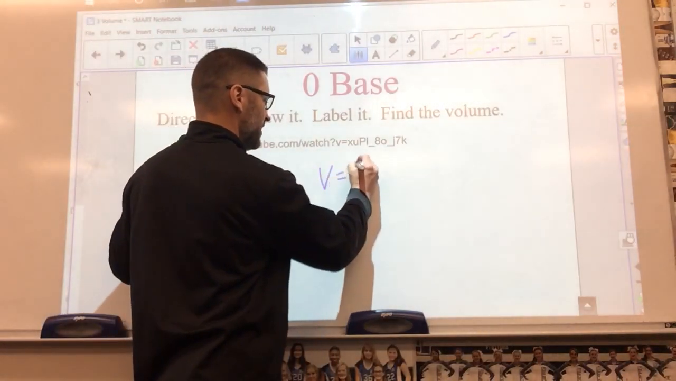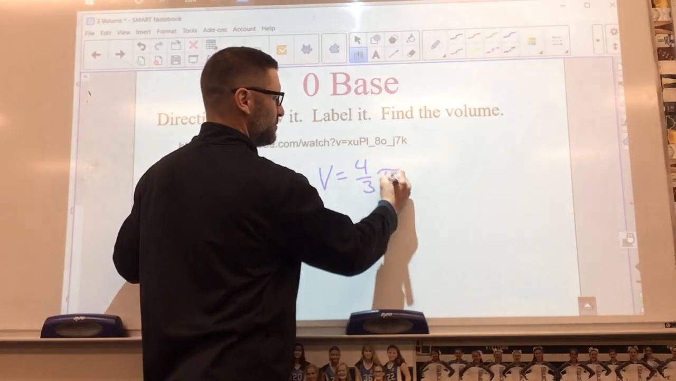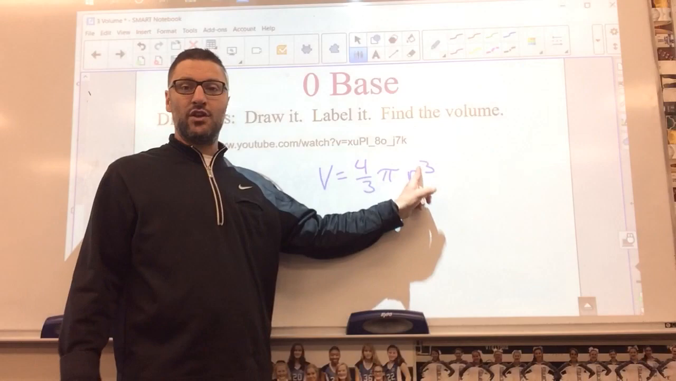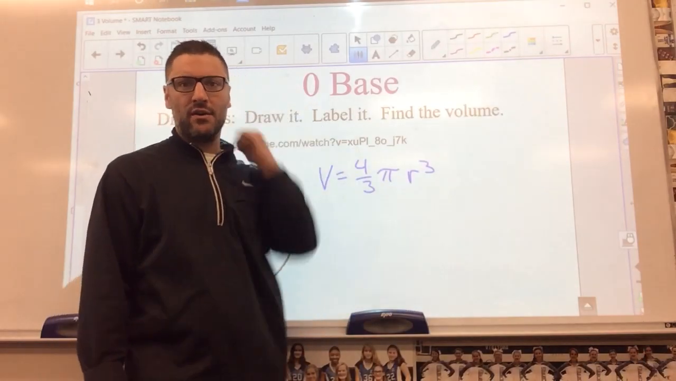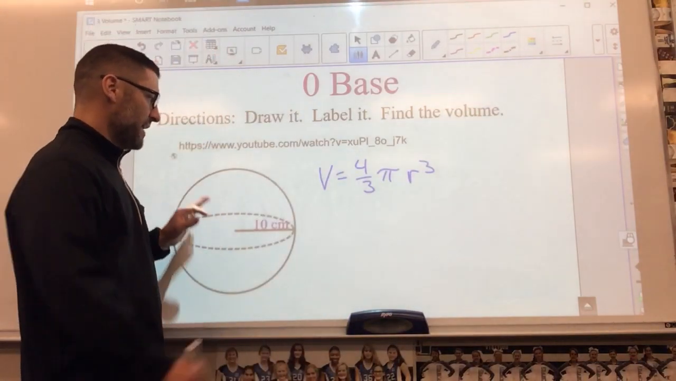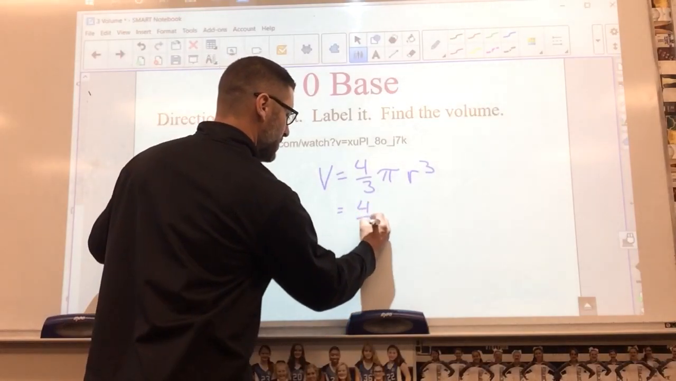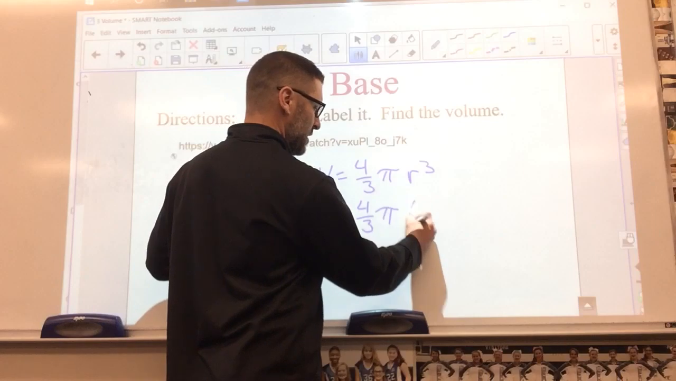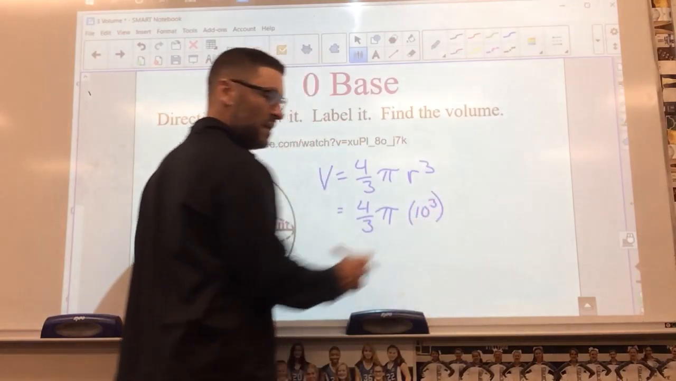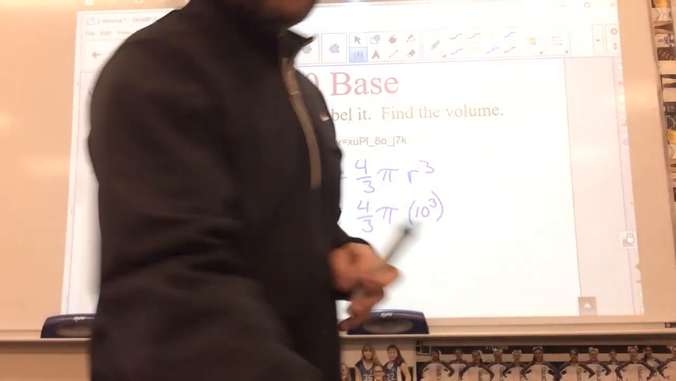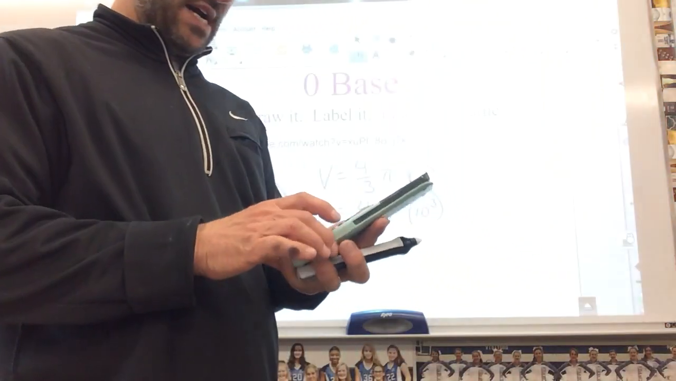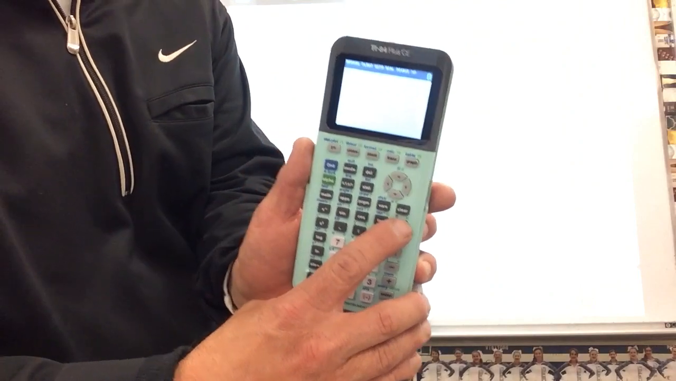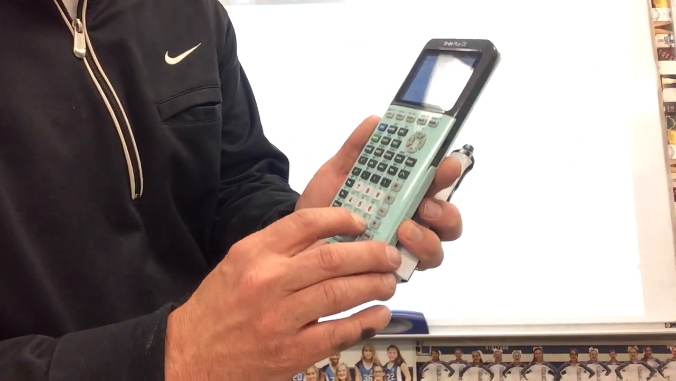The volume of a sphere is 4/3 pi r cubed. And that's it. And the big one here is, notice that we do have a cube, so we're going to have to use an exponent key on our calculator. So if I have a sphere like this and I want to find the volume, I would do 4/3 pi. And I see my radius is 10, so I'm going to take 10 and cube it. And hopefully you all know where that button is on your calculator. On my calculator, it's this little key right here. You hit that little key and raise it to the third power.